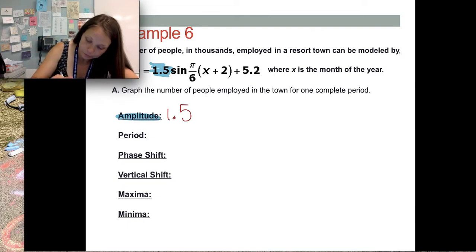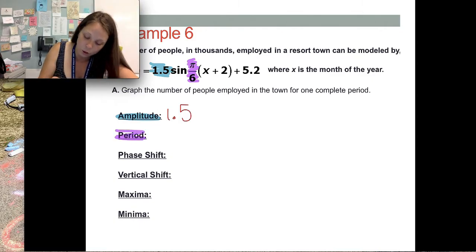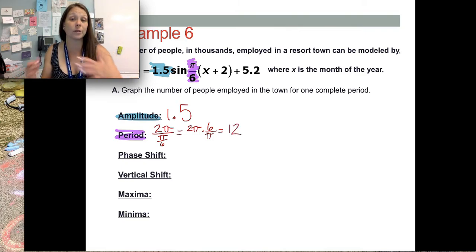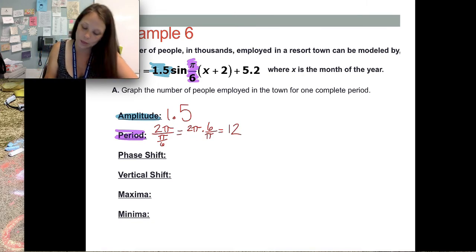Period utilizes the b value, which is what's multiplied in front of x, which is pi over 6 in this case. So if we take 2 pi divided by pi over 6, that's going to equal 2 pi times 6 over pi, which is going to end up equaling 12, which is logical because there are 12 months in a year. And this is based in terms of x being the number of months in the year.